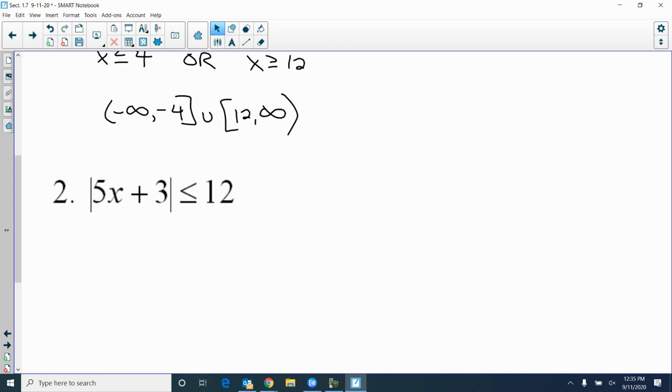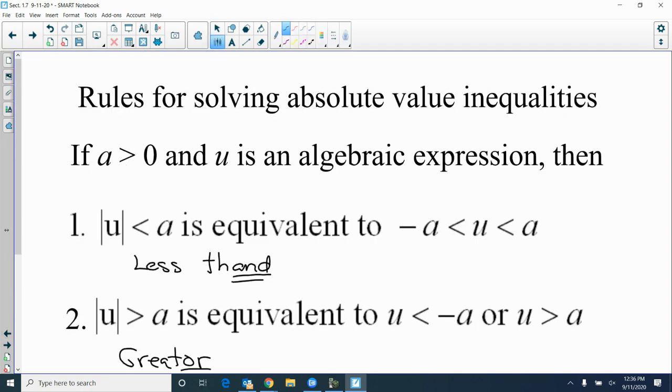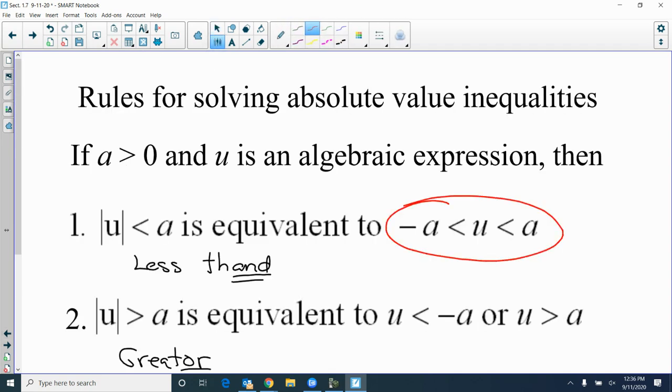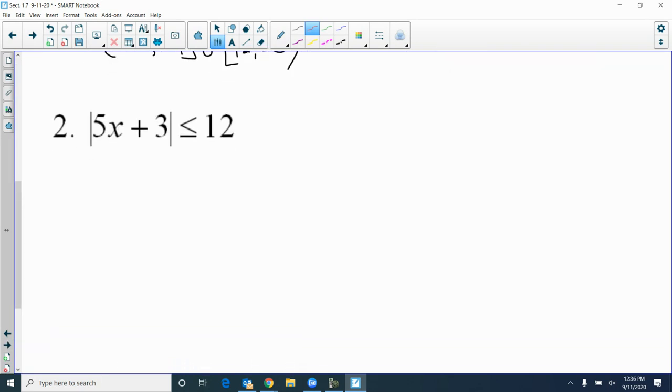Absolute value of 5x plus 3 is less than or equal to 12. All right, the shortcut for less than or equal to, if you look at what we put at the very top, you can trap it in between the negative and the positive of whatever it's less than or equal to. So take a look at this. I'm going to write this as -12 is less than or equal to 5x plus 3, which is less than or equal to 12. Okay? We're going to trap it in between.